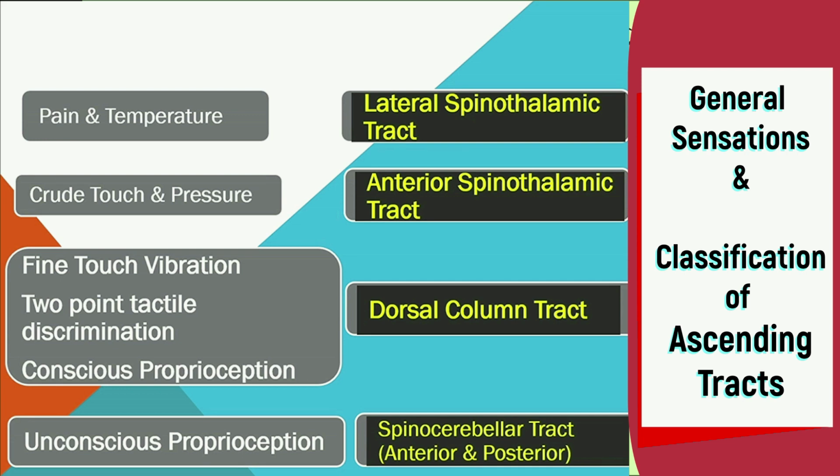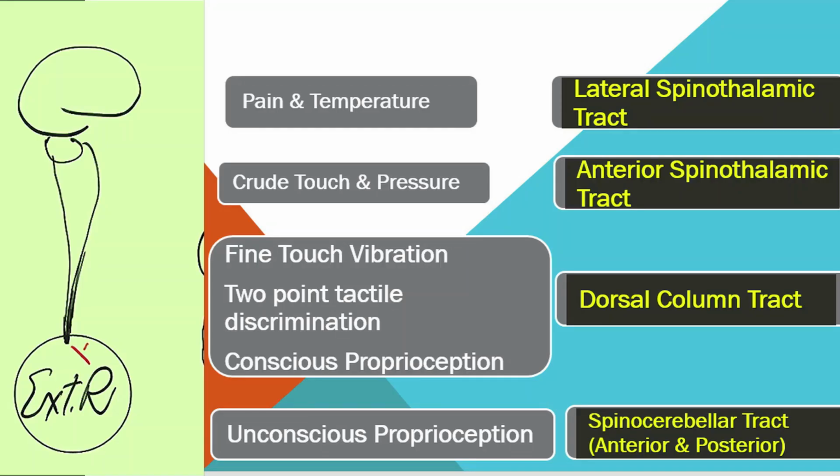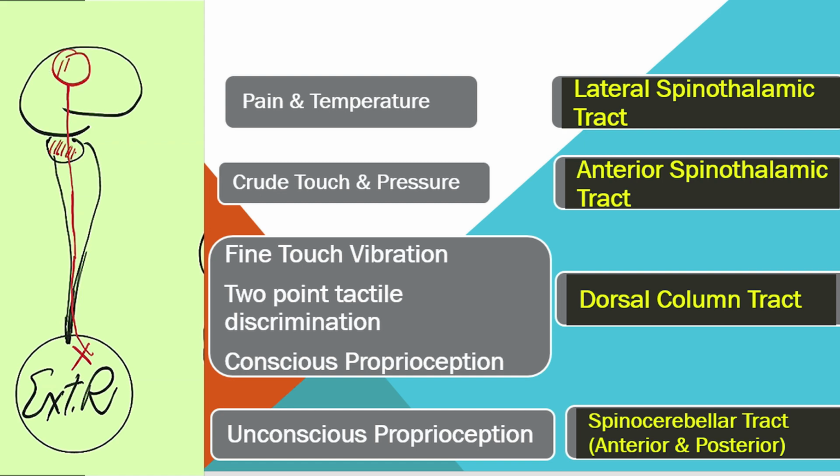Both have the same function. They carry the unconscious proprioception. Ascending tracts receive information from the exteroreceptors, and from here the information will ascend through the spinal cord and reach the brain. In the brain, this information has two destinations. The destination can be the cerebellum, or the higher brain, that is the cerebral hemisphere, parietal lobe. So we have two destinations of the ascending tracts: the cerebellum or the cerebral hemisphere.